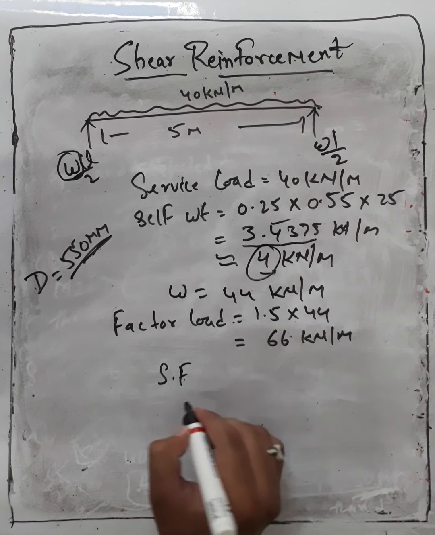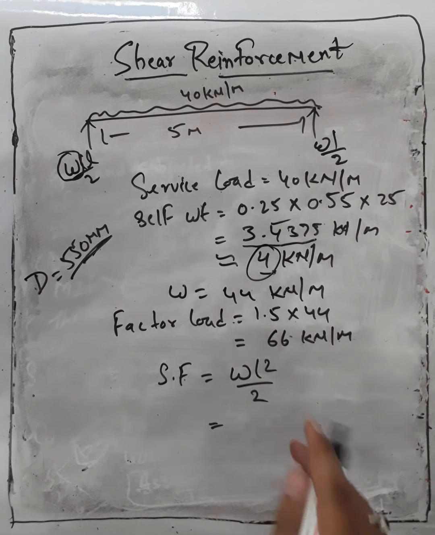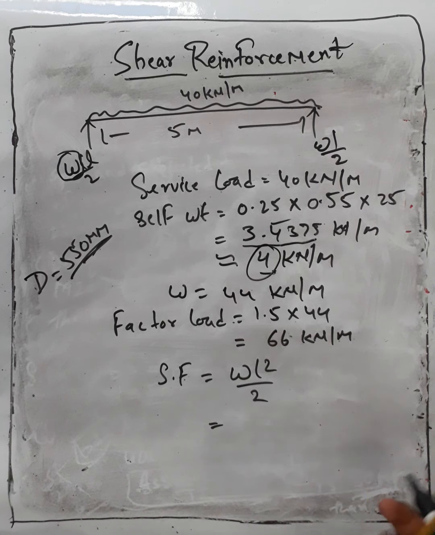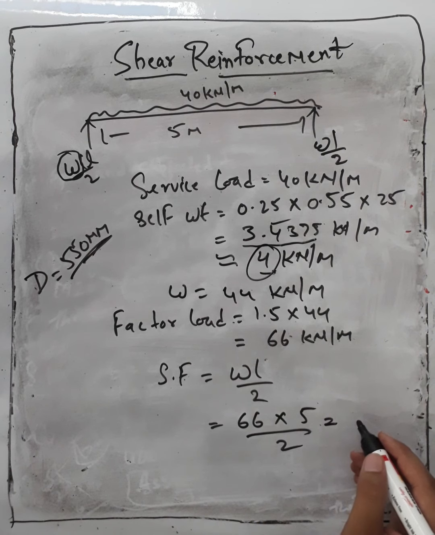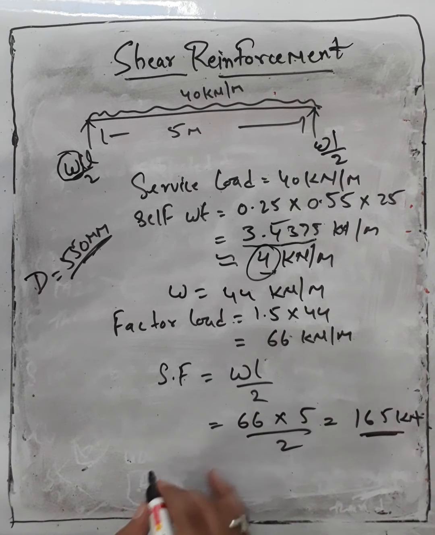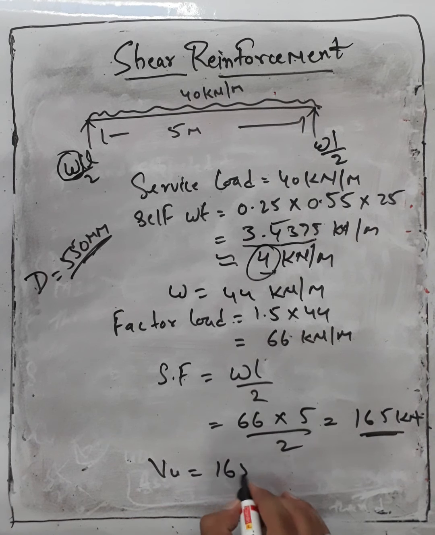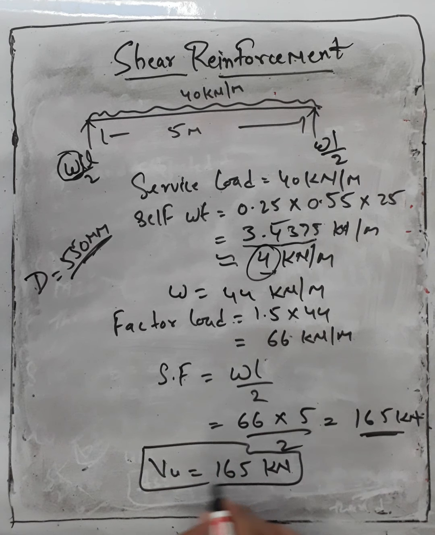Now you have to find the shear force. Shear force is equal to WL by 2. Here W is 66, L is 5, divided by 2. Here we get shear force or Vu is equal to 165 kilonewton. We call this Vu because we converted it into factored form. So this is the Vu we have found first. In this problem the factored shear force was not given, that's why first we found the factored shear force.